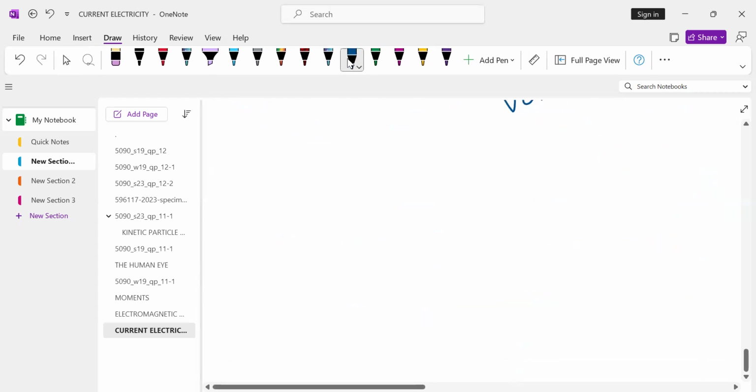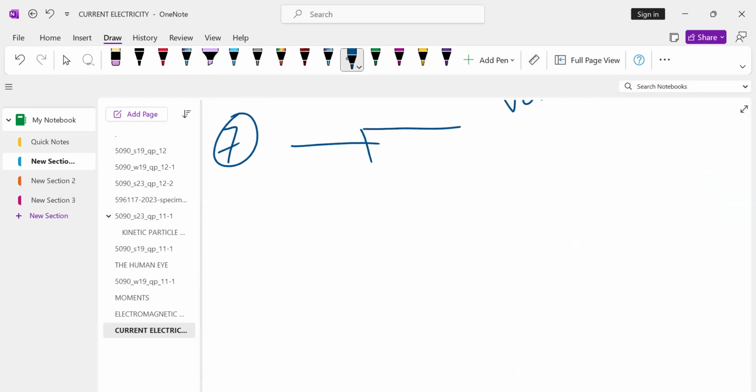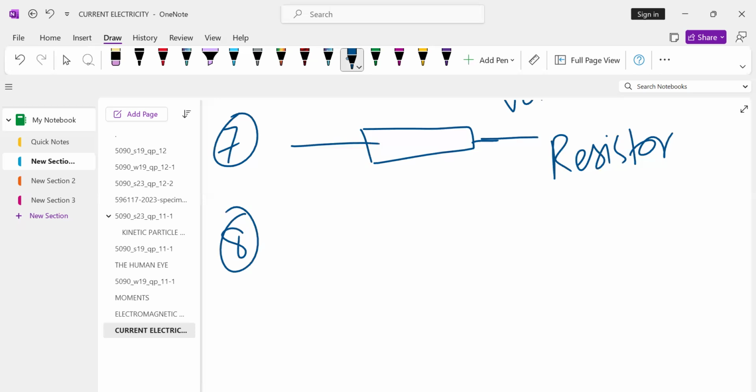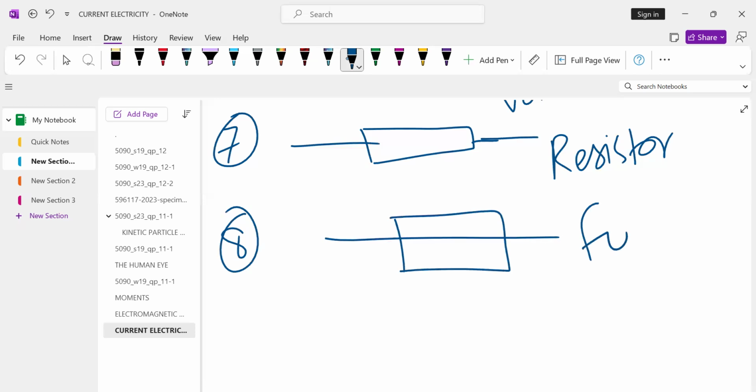Then we have the seventh symbol. It is a resistor. This is the symbol of a resistor. Then we have the eighth. It is a fuse. So a fuse is drawn like this.